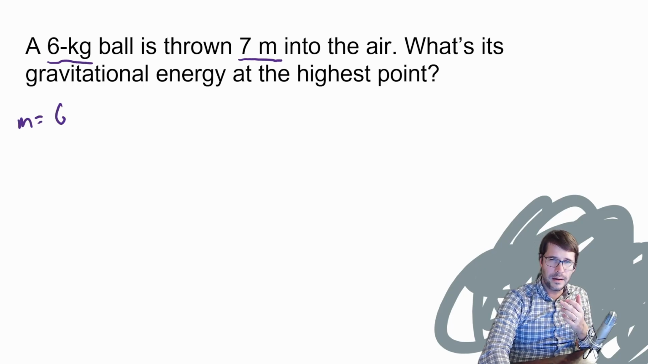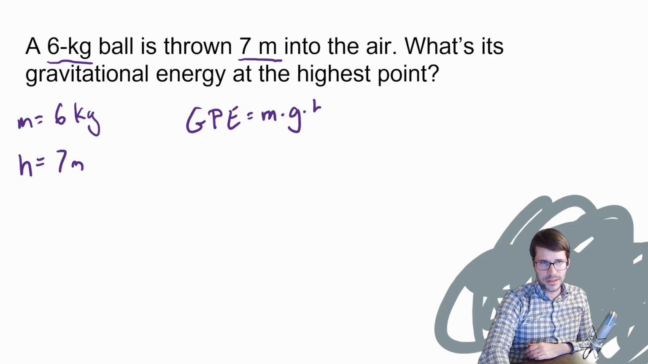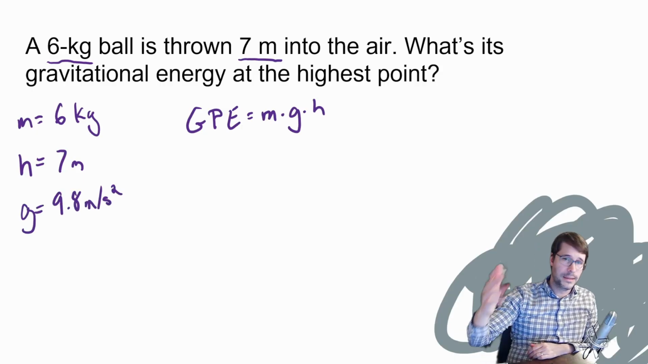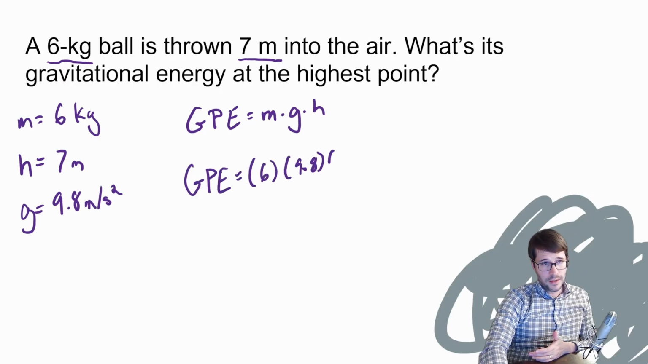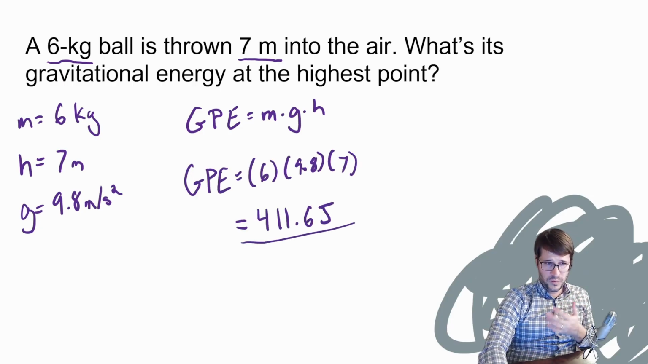So I'll say, all right, 6 kilograms, that is the mass, 7 meters, that's the height, and we want to know what's the gravitational potential energy. So I write down the formula for that. Now we know the mass and we know the height, but we have to remember, oh yeah, we also need to know g. Hopefully you remember on Earth, 9.8 meters per second squared. We can just throw all the numbers into the equation and get ourselves a value. 6 times 9.8 times 7, and we get 411.6 joules of gravitational potential energy. That's how much energy it's got.